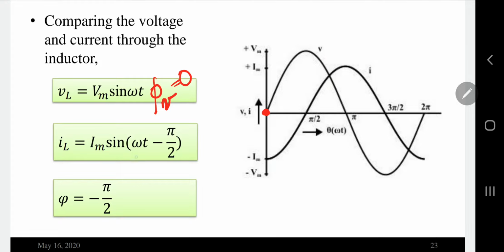But what about the current? You can see that the current is lagging the voltage by an angle pi by 2. So it comes after the voltage. Its 0 position is reached only after the voltage gets its 0 position. So you can represent the waveform like this, after pi by 2 degrees. And the phase difference between them is phi equal to minus pi by 2.